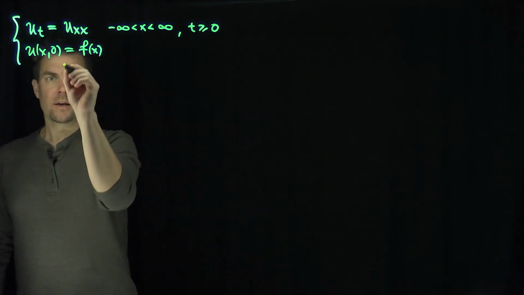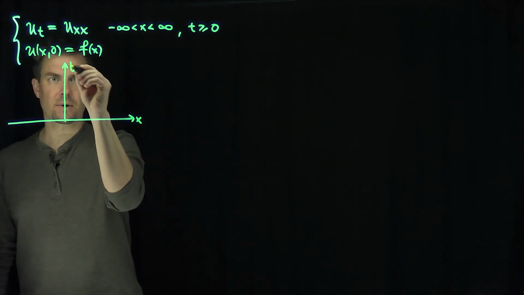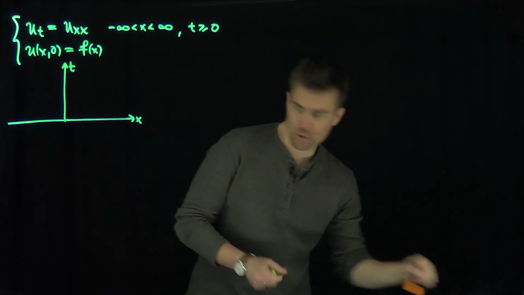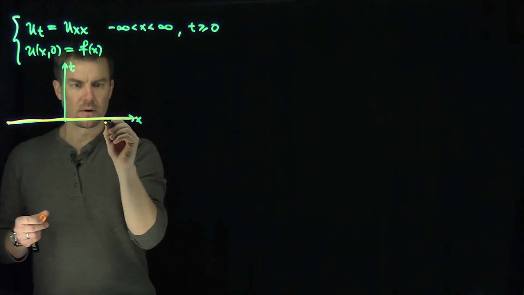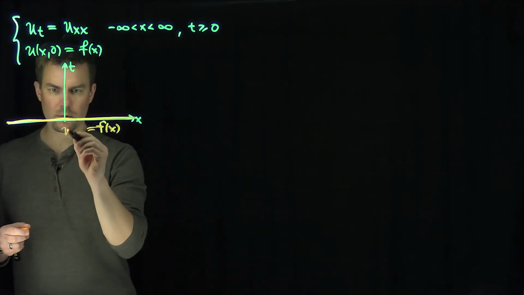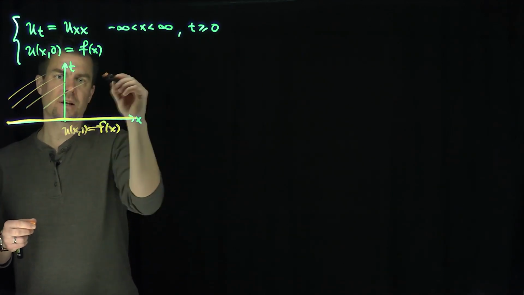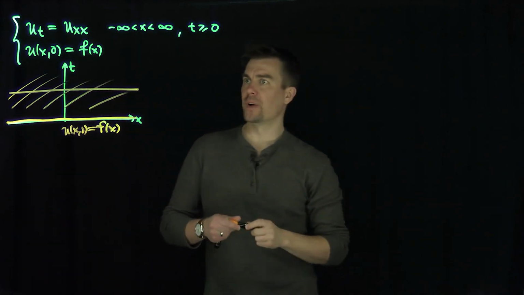So in other words, we're going to look at the real axis, and here's the t-axis. And then I have an initial distribution of heat, initial distribution f of x along the real line. And I want to figure out how the heat is changing with every instant of time. So how's the heat changing at time 1, for example? So that's the situation we have.